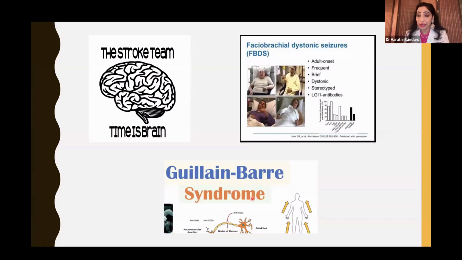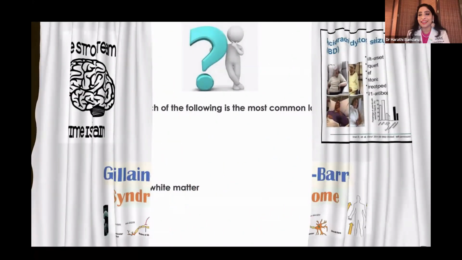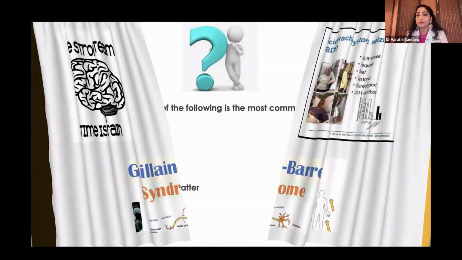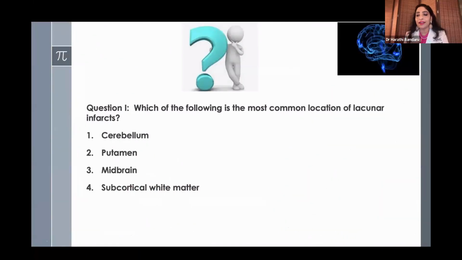Now comes the exciting questions. I'm going to put these questions, and whoever knows the answer, please raise your hand, and Dr. Krishnaveni ma'am will moderate all that. Let's see. Which of the following is the most common location of the cerebral hemorrhage? Cerebellum, putamen, midbrain, and subcortical white matter.